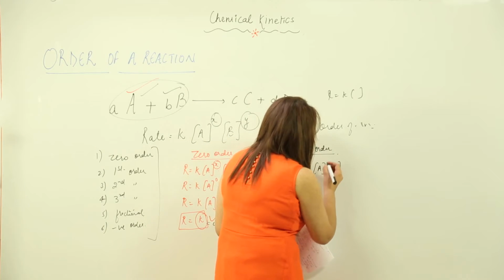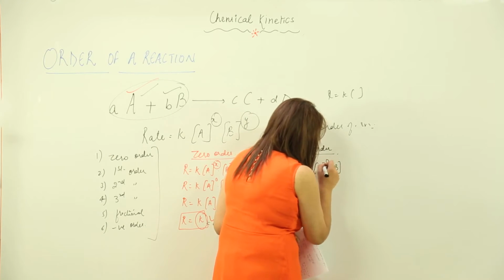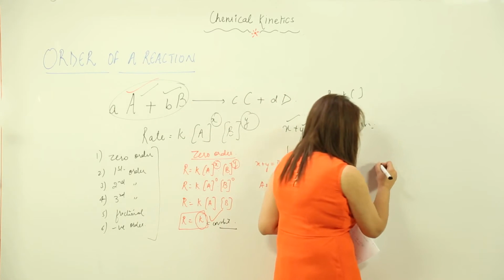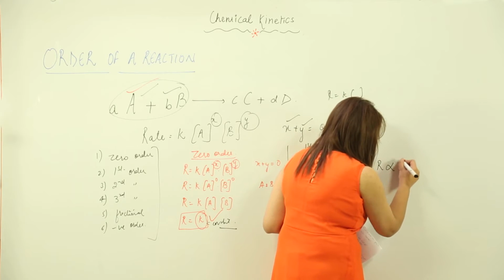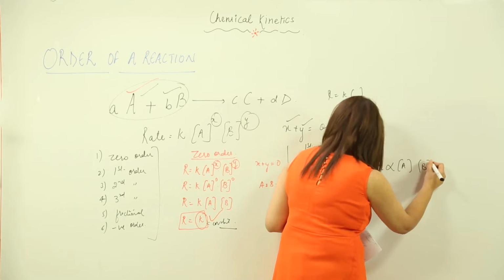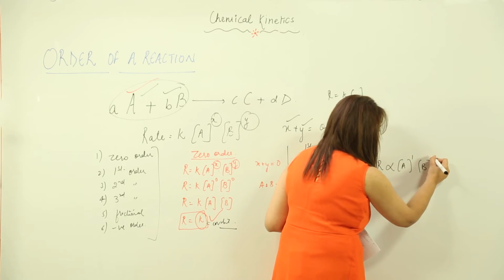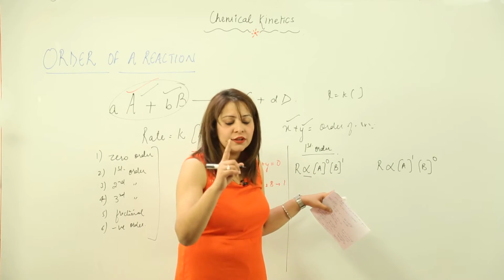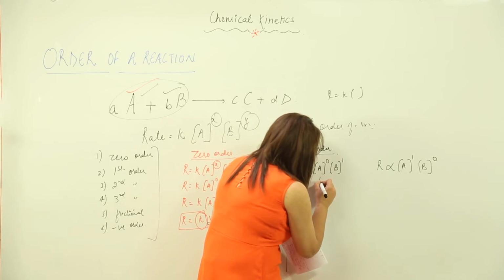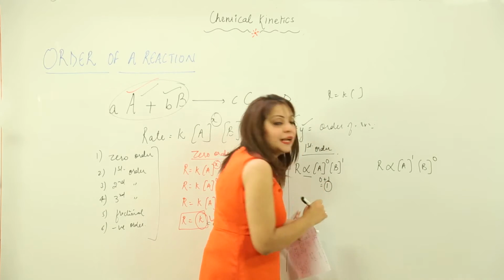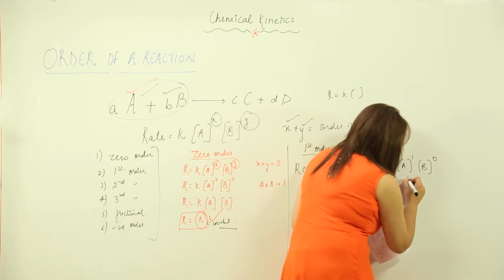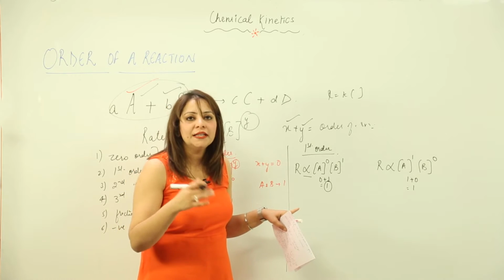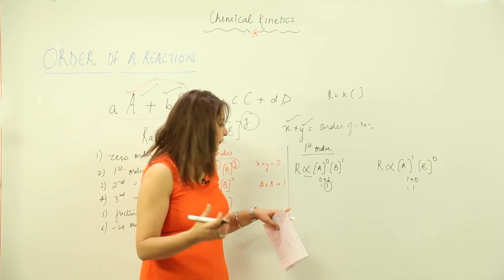So first order means that the power for A can be 0 and the power for B can be 1. It can also exist the other way, where the rate is directly proportional to A and B, with the power of A being 1 and for B it is 0. So in both cases, if we add the powers, the sum is going to be 1. See, 0 plus 1 is 1, so that indicates a first order reaction. Similarly, 1 plus 0 also indicates a first order reaction, because we know that the sum of the powers indicates the order of reaction.